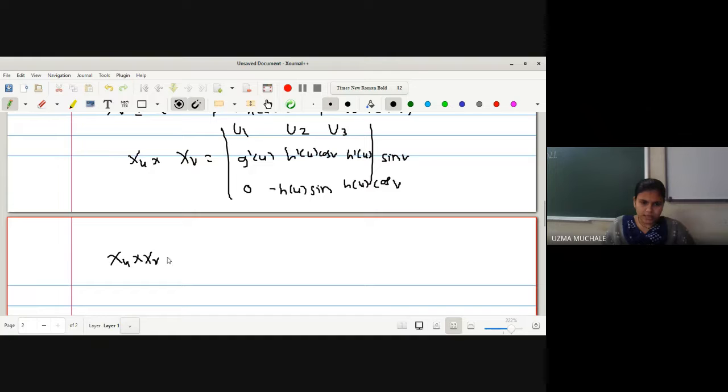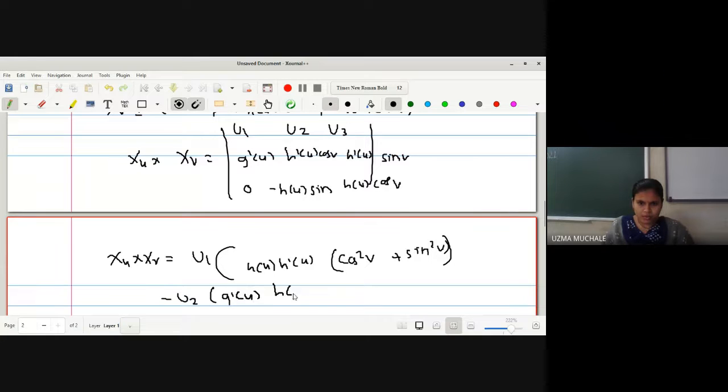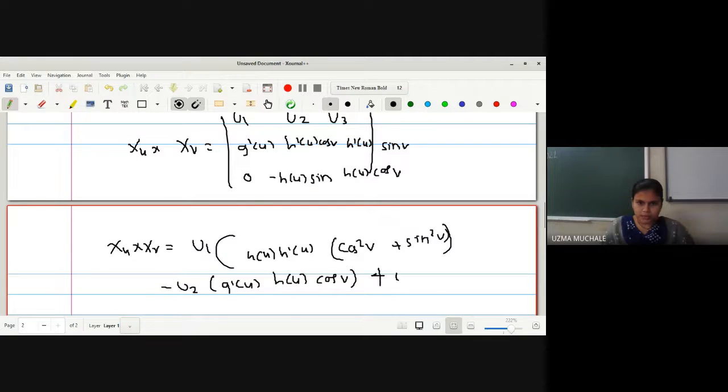xu cross xv is equal to u1, if I take common, then you get cos square v. So h of u and h dash of u I can take common, and I can have this as cos square v, and again I can take common this term, cos square v plus sin square v, both will come the same, no? Minus minus become plus. The next term is minus u2, then we have g dash of u, h of u cos v. Next term is u3, and next we have minus h of u, right? g dash of u and sin v.